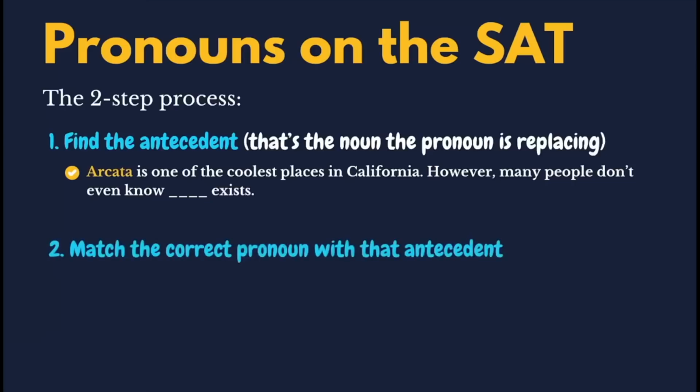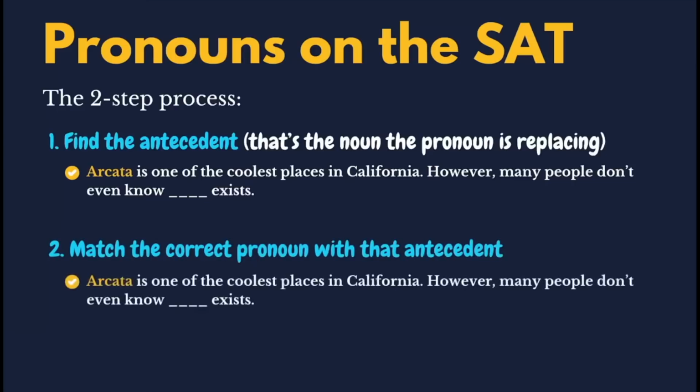Step two, just match the correct pronoun with that antecedent. So if my original noun is Arcata, I have to think, is Arcata singular or plural? It's singular, right? And is Arcata a person? So would I use he or she, or is Arcata not a person? It's not a person. So I'm going to use the singular pronoun it. And that's really it. That's the two-step process.